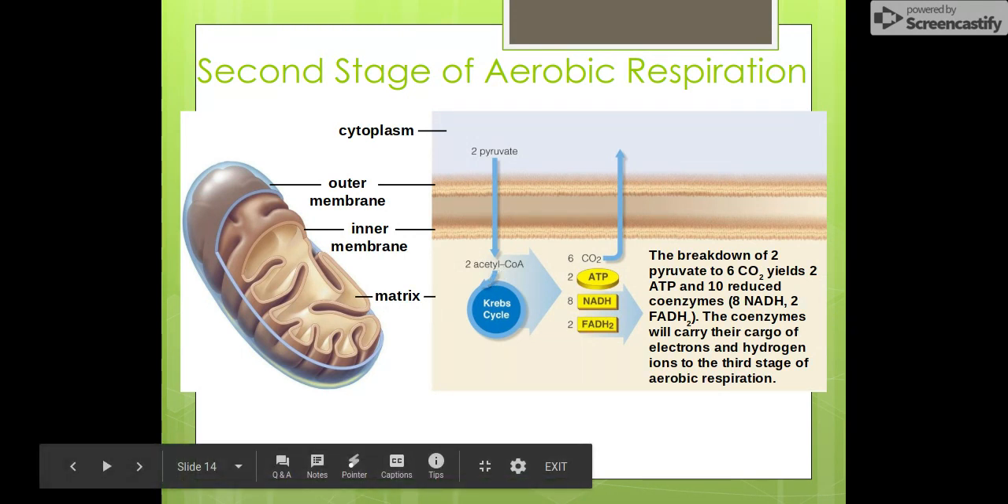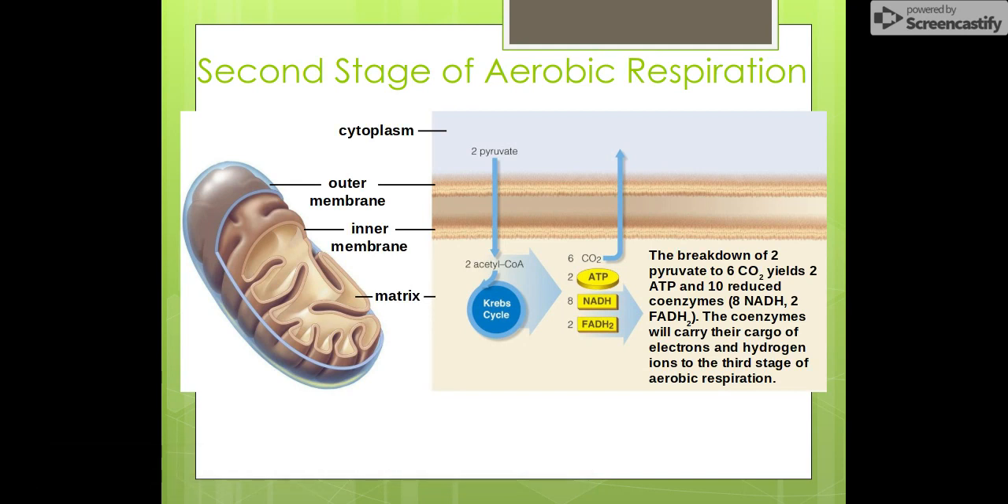And we see overall in the Krebs cycle, we're producing 6 carbon dioxide, 2 ATP, 8 NADH, and 2 FADH2. So this is all from these 2 pyruvate. This is still a single glucose molecule. This is what we're getting out of it.